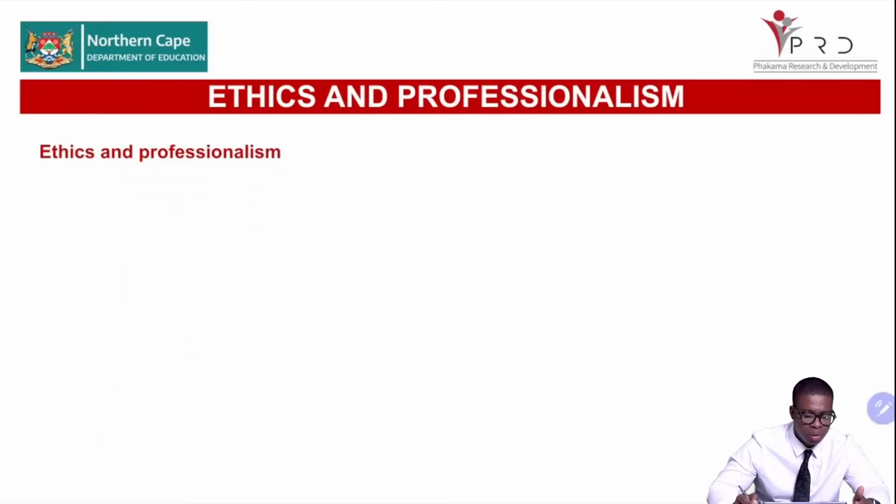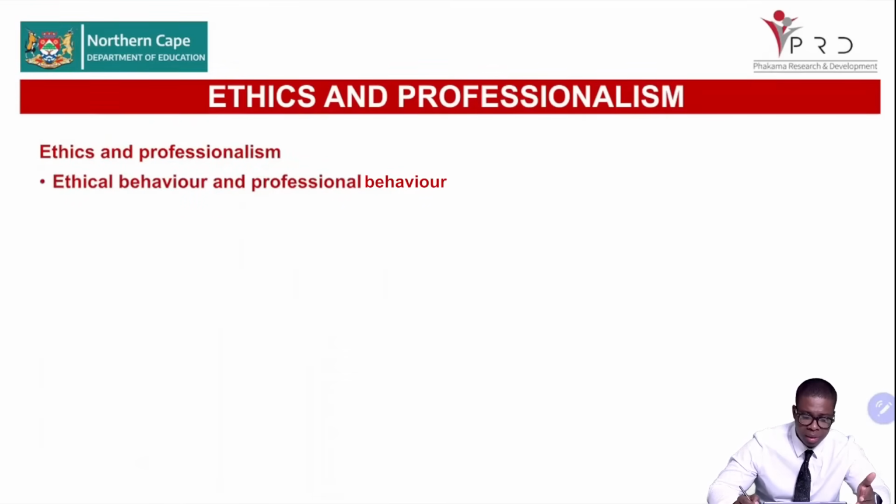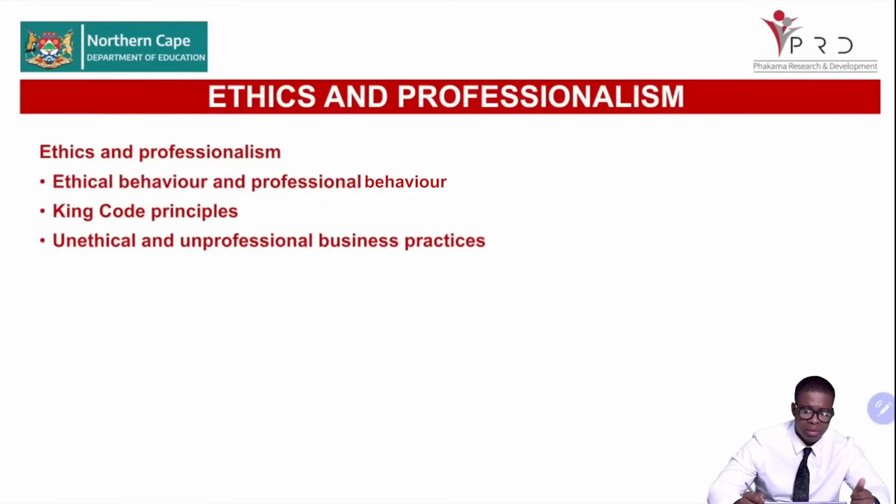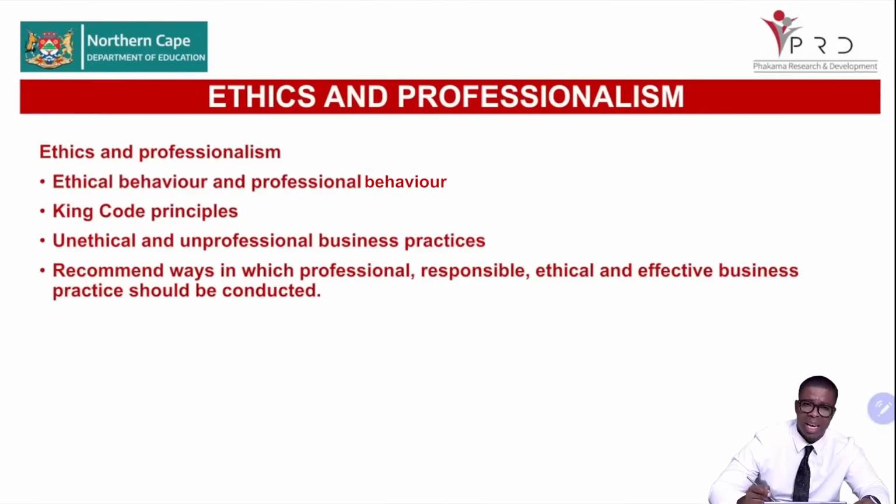Here we will be looking into ethics and professionalism in terms of the differences between ethical behavior and professional behavior. We will also look into the application of the King Code principles of good corporate governance. We will look into the different unethical and unprofessional business practices, name them, and be in a position to explain how they challenge the business, and explain strategies to deal with each of these unethical and unprofessional business practices.